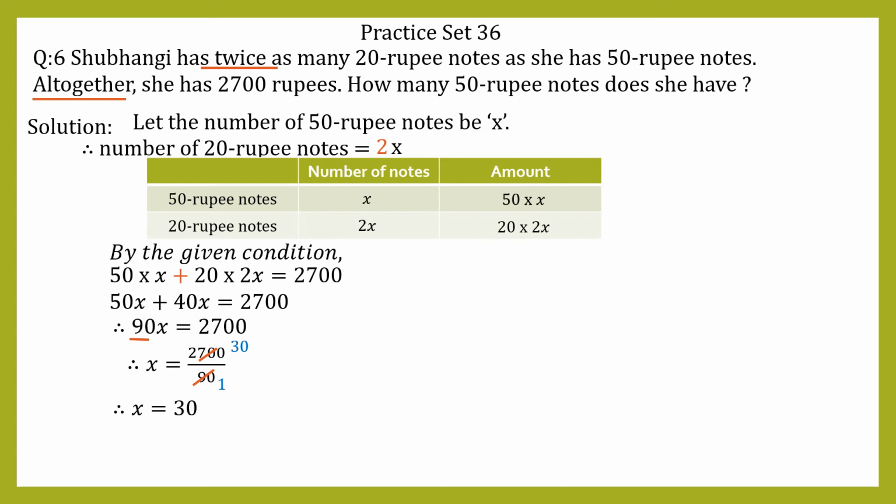Now this x is the number of 50 rupee notes, so we got that as per the question asked. So we can write the final statement. Therefore, she has 30 50 rupee notes.